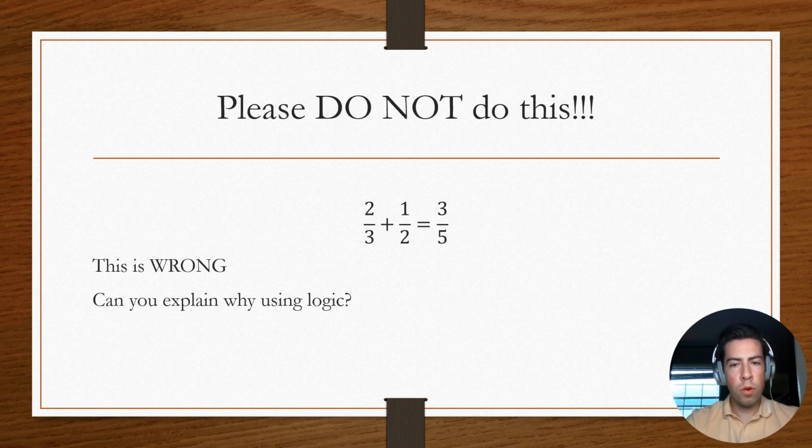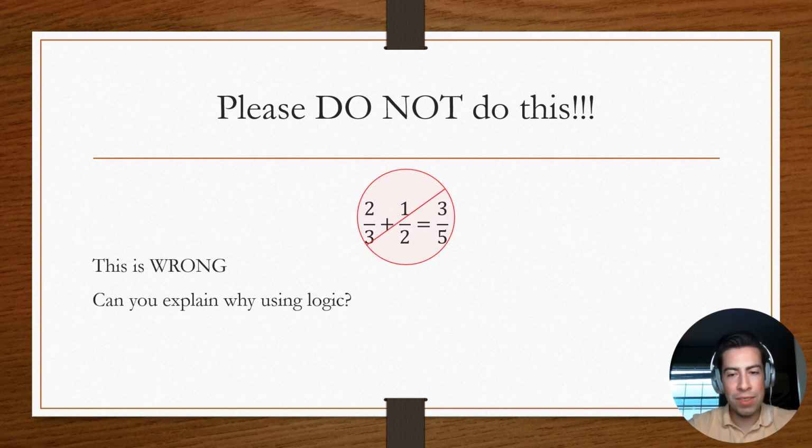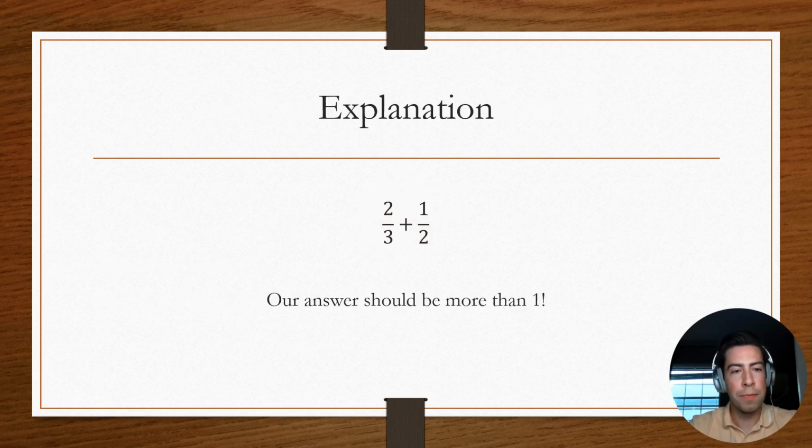All right, guys, so please do not do this. This is actually a common mistake. People will see 2/3 plus 1/2, and they'll say, oh, it's 3/5, right? You just add the top, you add the bottom. Absolutely not. You do not want to do that. Can you explain to me why that's wrong? Think about it for a second and see if you can explain why it's wrong.